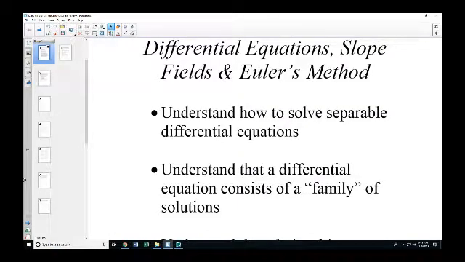Okay, I trusted that you could still do those. Are we okay with slope fields? Or do you want me to go over an example? Example.